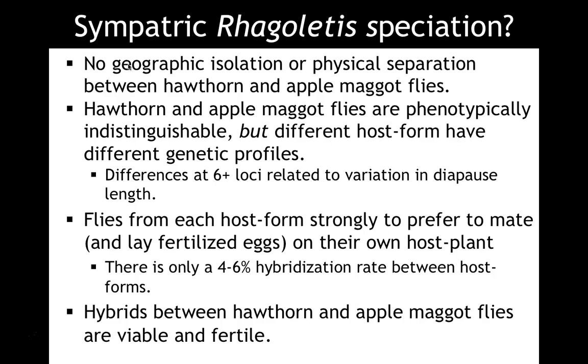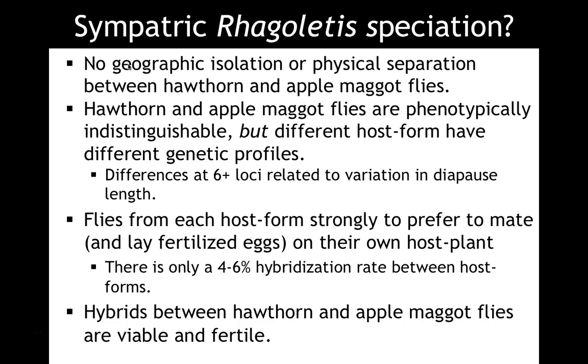So from a morphological perspective, they're indistinguishable. Genetically, they're quite easy to tell apart. Now, in a series of experiments, it's found that there's strong ecological preference for their own host plants. That is, given a choice, they will go and lay eggs on their original host species, host brood.